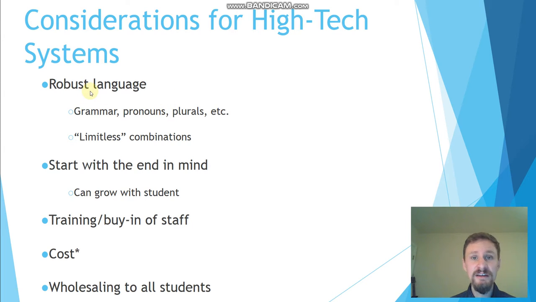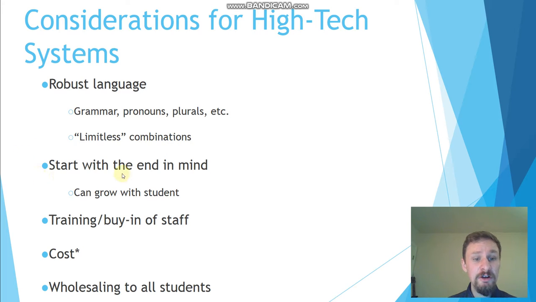High-tech systems, you're a lot more likely to be able to either select one or the other or tack on a plural s there at the end of the word, like car plus s. So those are examples of how you can use and learn and acquire some of those more robust language functions with a high-tech device. It really opens it up for limitless combinations of what you can express.